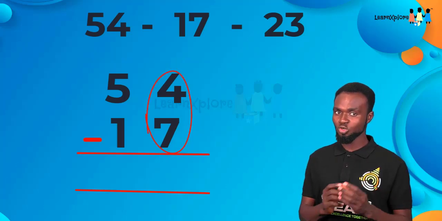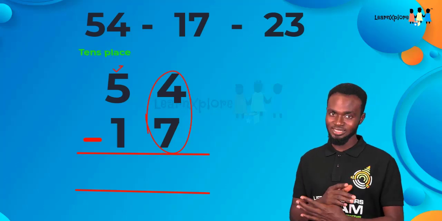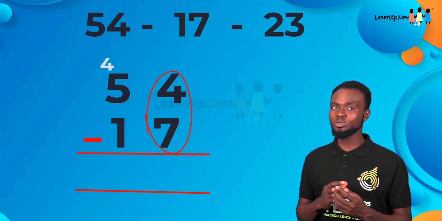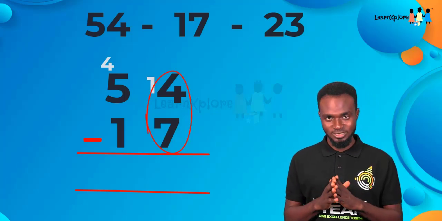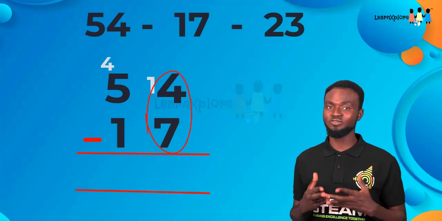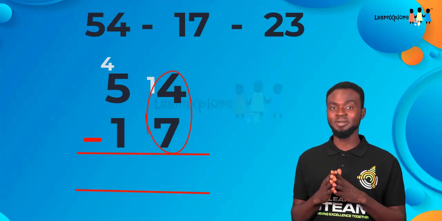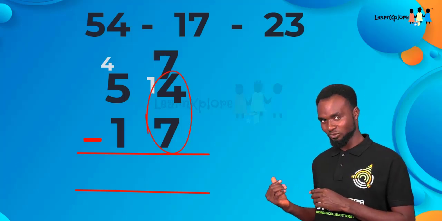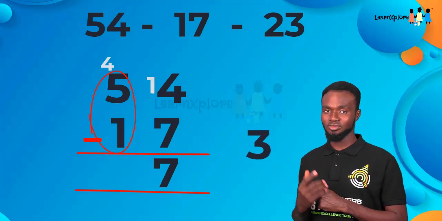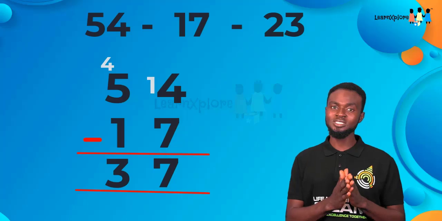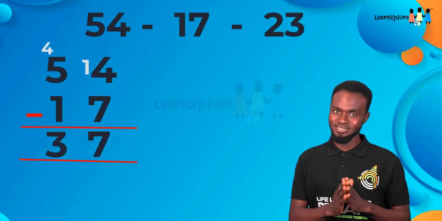It's not possible, so we borrow 1 from 5 in the tens place. That becomes 4. Then you put the 1 close to 4 and it becomes 14. So you are removing 7 from 14. That is 14 minus 7 will give us 7 in the ones place. Then 4 minus 1 now becomes 3. So the result from the first group is 37.